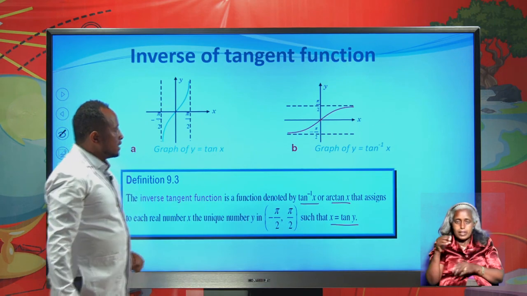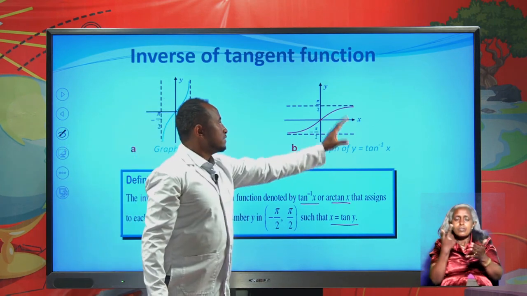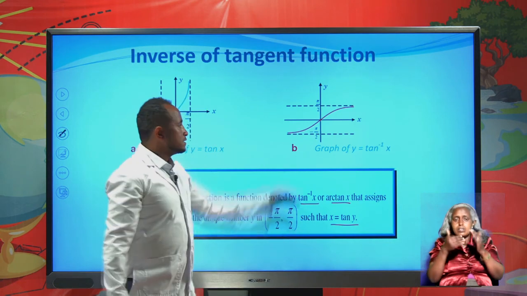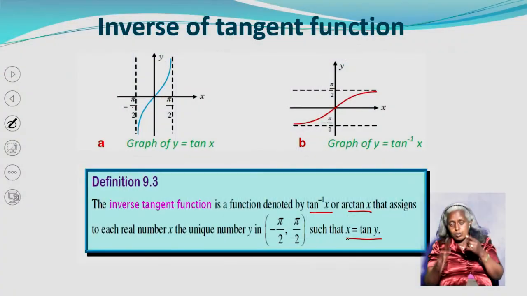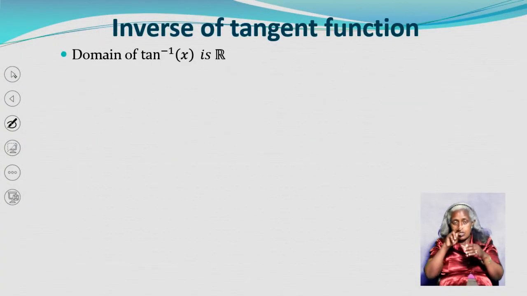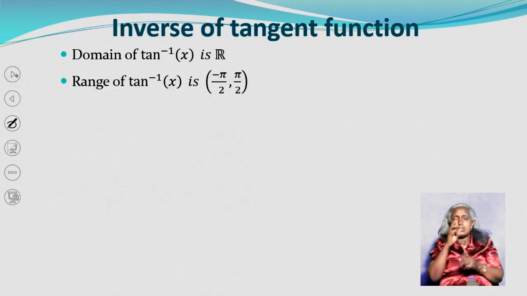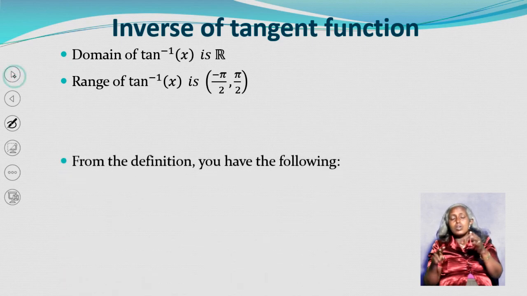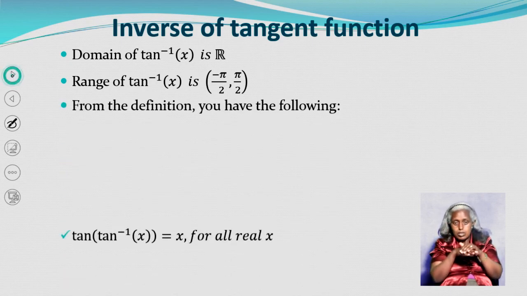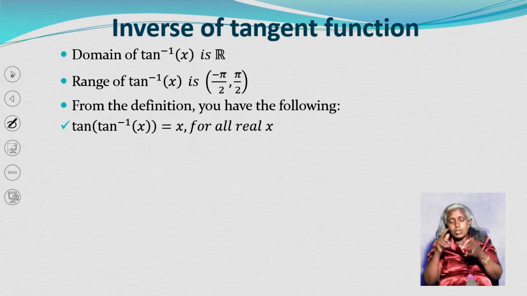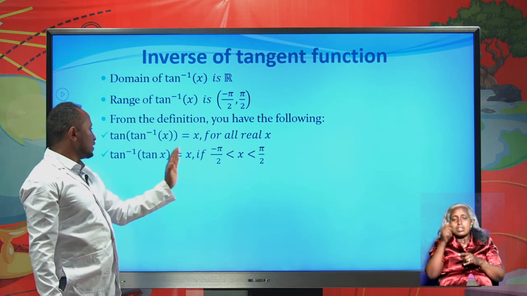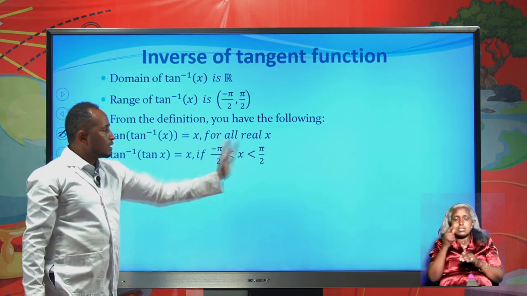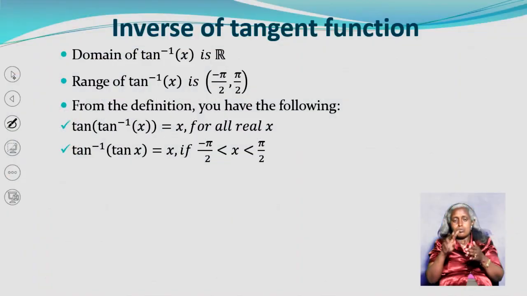As you can see, the domain of tan inverse is the set of real numbers. Its range is between negative pi over 2 and pi over 2, without including negative pi over 2 and pi over 2. From the definition, we will have: tan of tan inverse of x gives you x, for any real number x, and tan inverse of tan x is equal to x. In this case, x is the angle, so the angle ranges between negative pi over 2 and pi over 2.